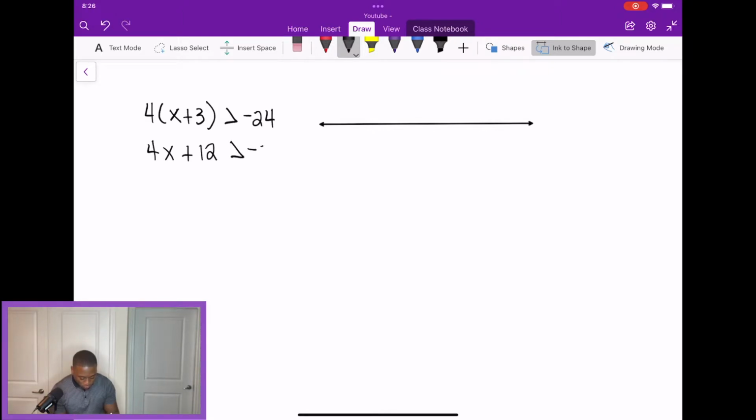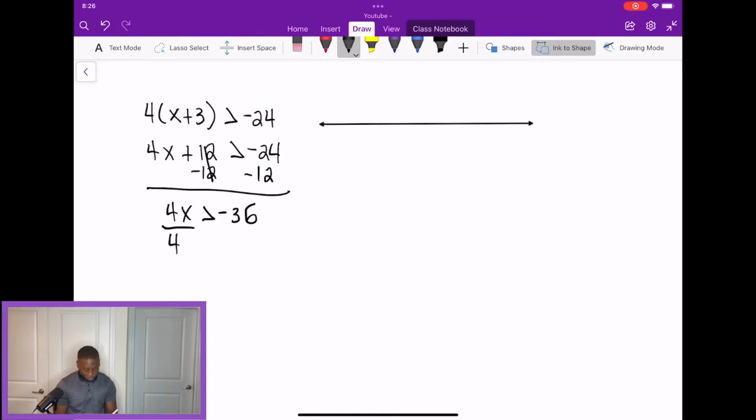So once we solve this first problem and we combine our numbers with no variables, right? Those are like terms with each other. We're going to have 4x is greater than negative 36. So now to finish up this problem, we're going to divide each side by 4. And once we do that, we're going to get an answer of x is greater than negative 9.